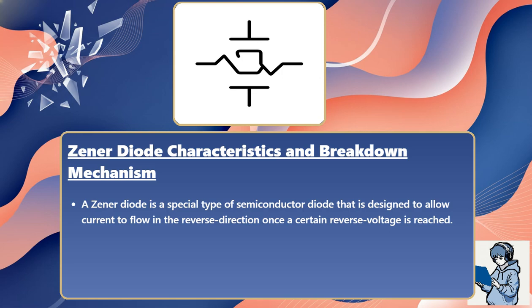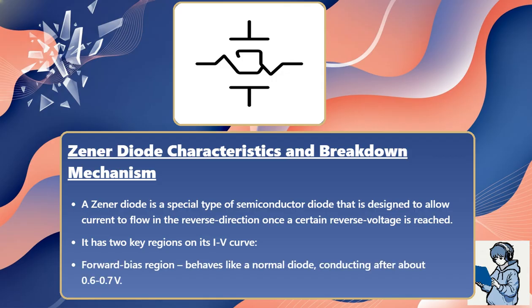A Zener diode is a special type of semiconductor diode that is designed to allow current to flow in the reverse direction once a certain reverse voltage is reached. It has two key regions on its IV curve. Forward bias region behaves like a normal diode, conducting after about 0.6 to 0.7 volts.